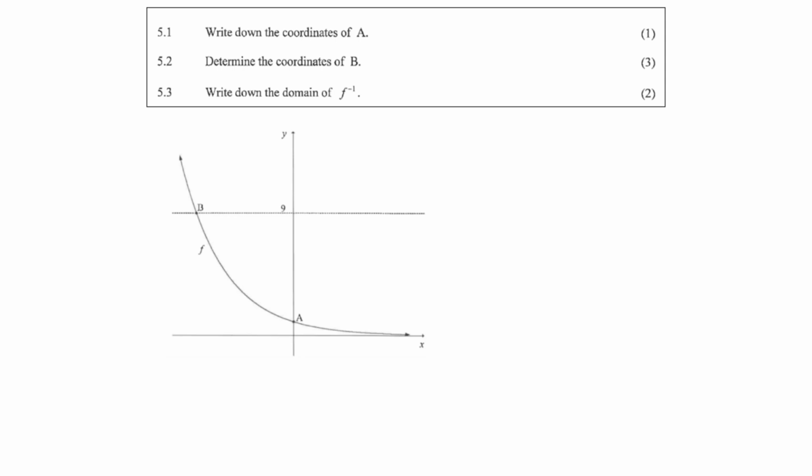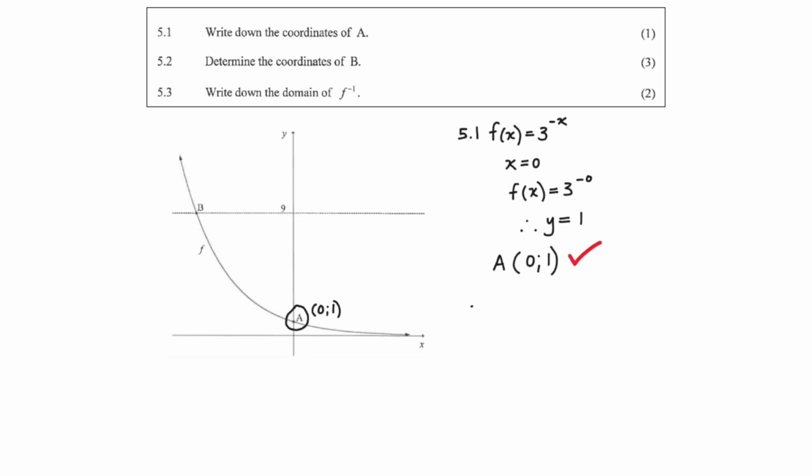Here they ask at 5.1, write down the coordinates of A. Now, first of all, you need to identify what A is of this exponential graph. As you can see, A lies on the y-axis, and that means A is the y-intercept of the graph f. And what happens at a y-intercept? At the y-intercept, x is always equal to 0. So you take the equation f(x) is 3 to the power of minus x, and you make x equal to 0 in the equation. When you solve the equation, it gives you that y's value is 1. So the coordinates of A is (0; 1). This question counted 1 mark, and you get 1 mark for the final answer, the coordinates of A.